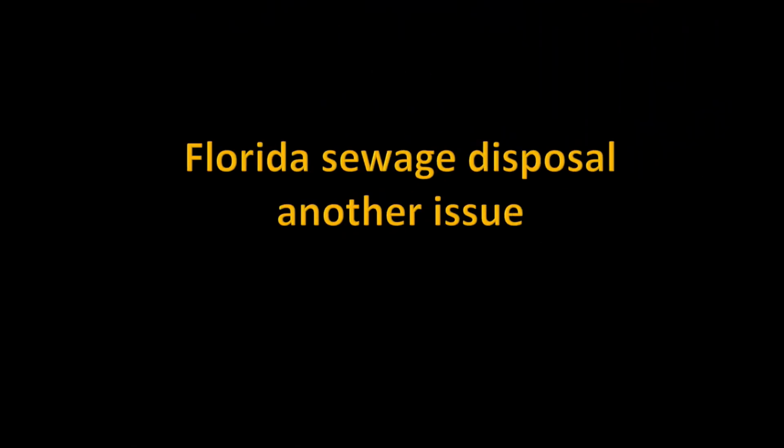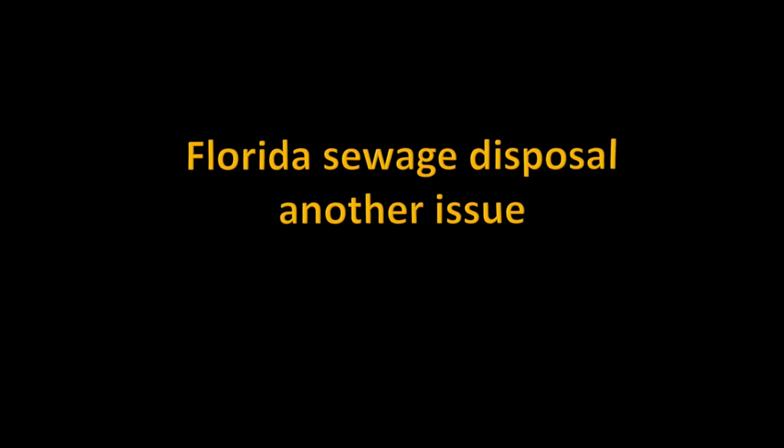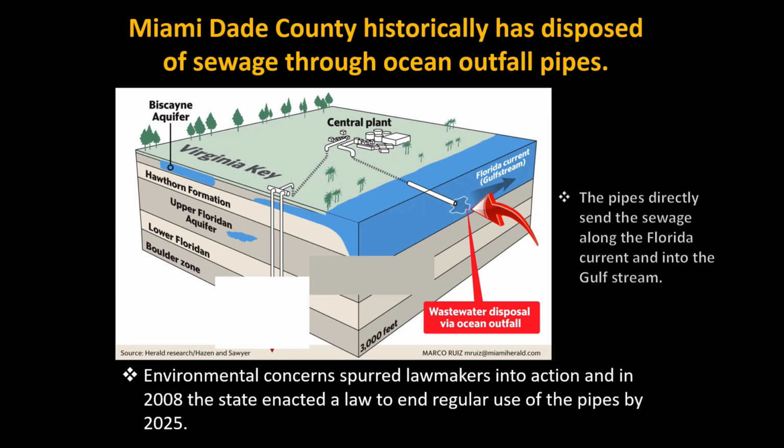Another environmental concern is the issue of Florida sewage disposal. In particular, let's look at the Miami-Dade County area, which has a very large population. Historically, it has disposed of its sewage through the ocean outfall pipes, indicated on the diagram and accentuated with a red arrow. The pipes directly send the sewage along the Florida current and into the Gulf Stream.